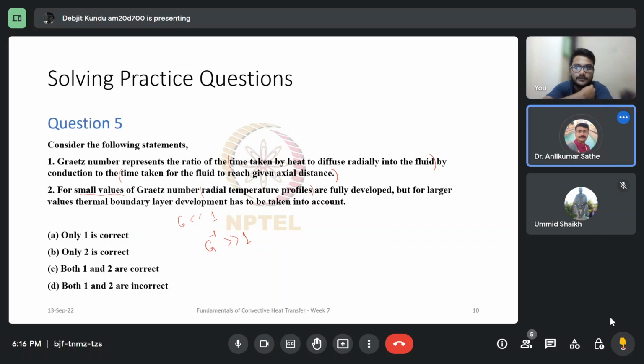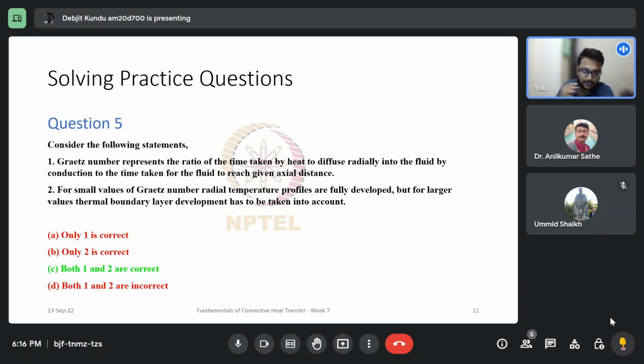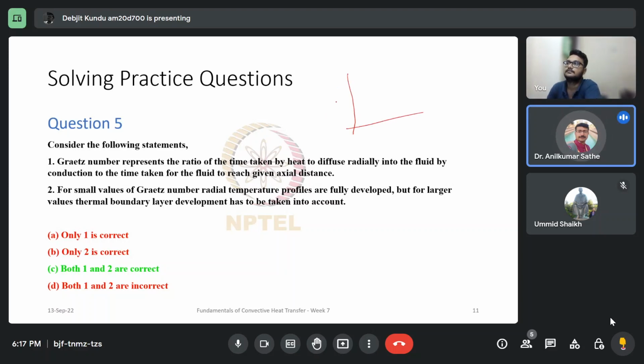I think both are correct. So we'll have a look at the answer, and indeed both are correct. As my understanding is, I have seen one graph in the lecture. That graph is Nusselt number against one by Graetz number. Correct. The graph goes on decreasing and becomes asymptotic, constant.